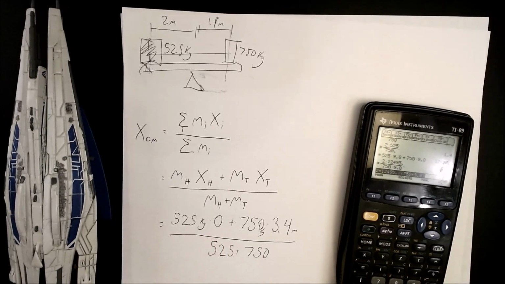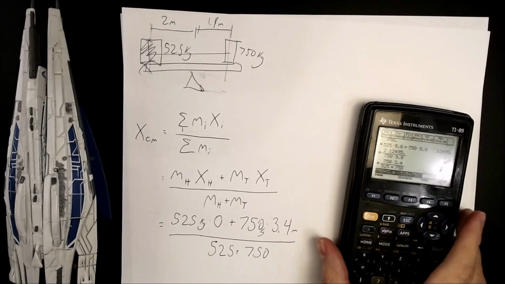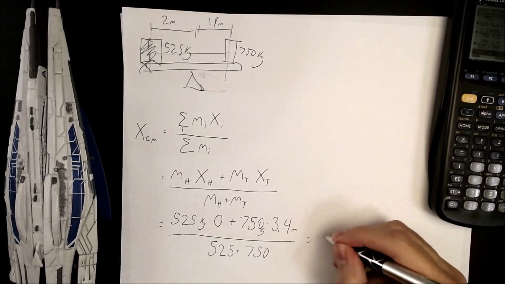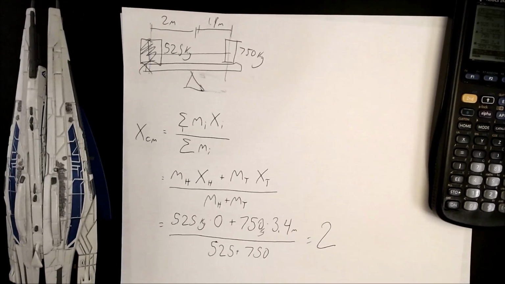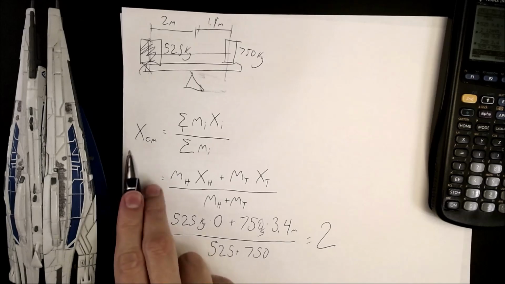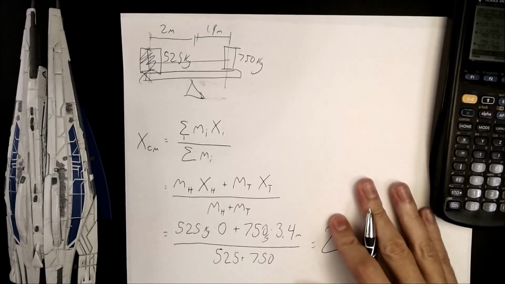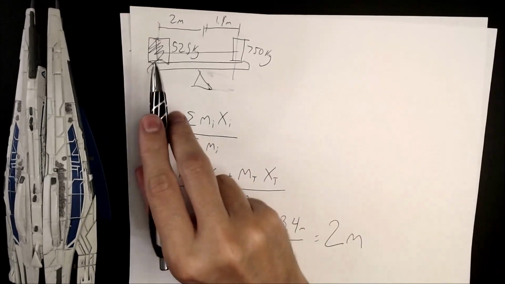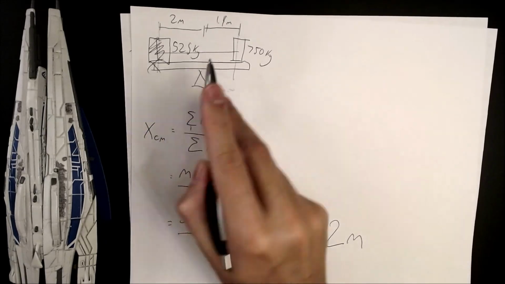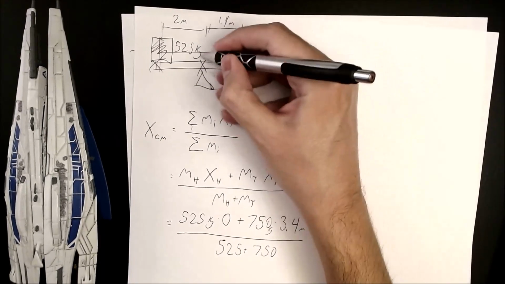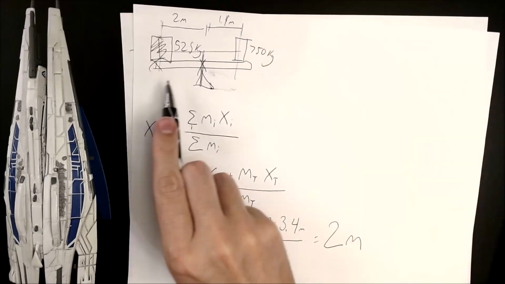Let's see what we get. 525 times 0 is 0. So we've got 750 times 3.4 divided by 525 plus 750. What do we get? We get 2. Does that make sense? 2? What are the units of that? Yeah, it should be meters. Well, the center of mass of this object is right there, right over the pivot point.